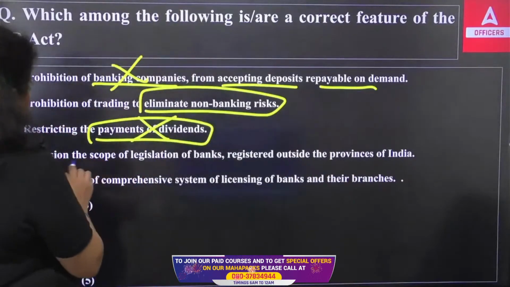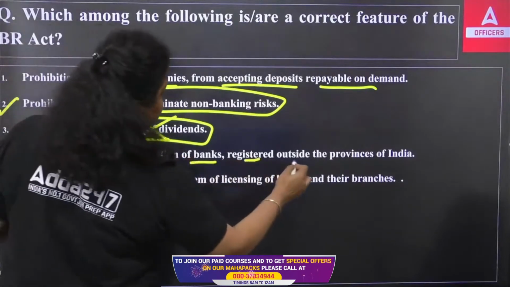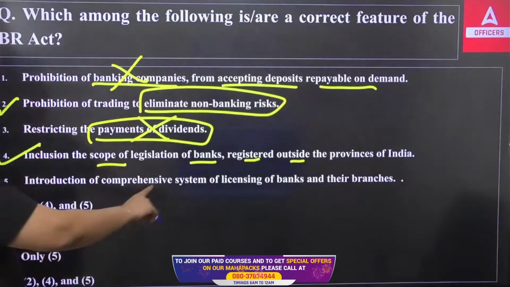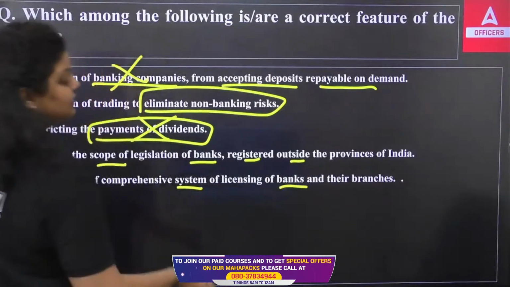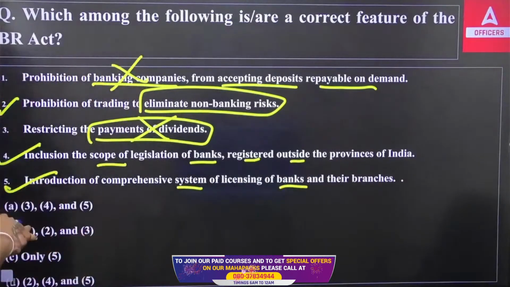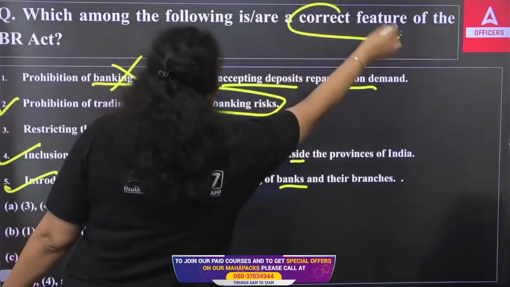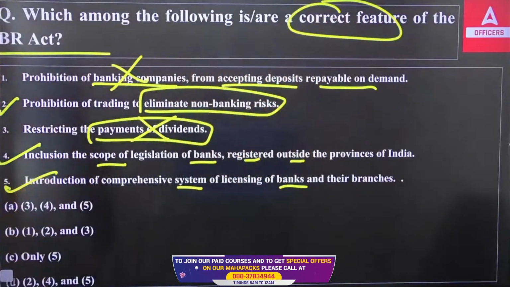Inclusion in the scope of legislation of banks registered outside the province of India. This is true. Introduction of comprehensive system of licensing of banks and their branches. This is also true. So these are the true options. It means second, fourth and fifth are correct features of your Banking Regulation Act 1949. So the right answer will be your D option, second, fourth and fifth. Clear?